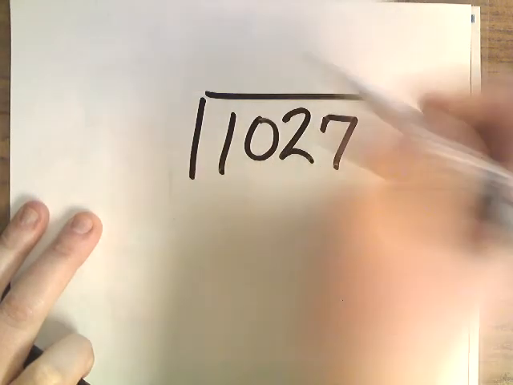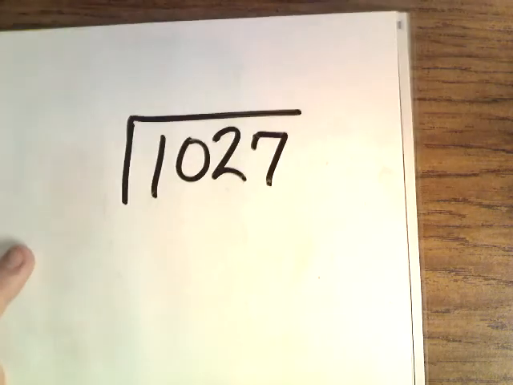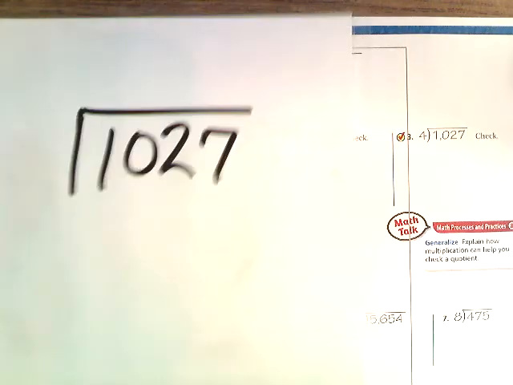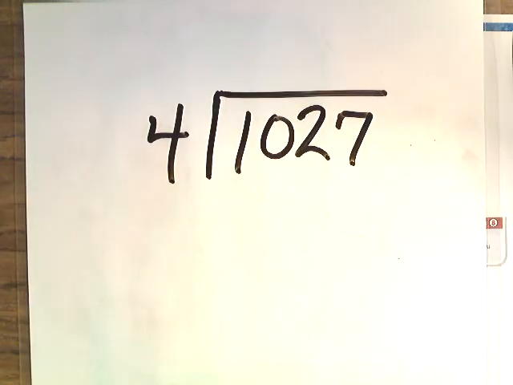1,027, that's our number inside the cage. And our divisor is 4, so I've got to put that outside the cage. That's our divisor, our small number. All right, let's take a look at this together.